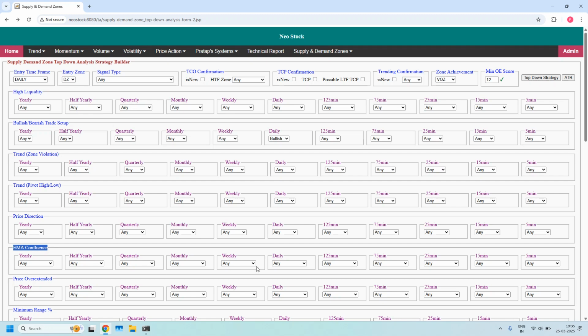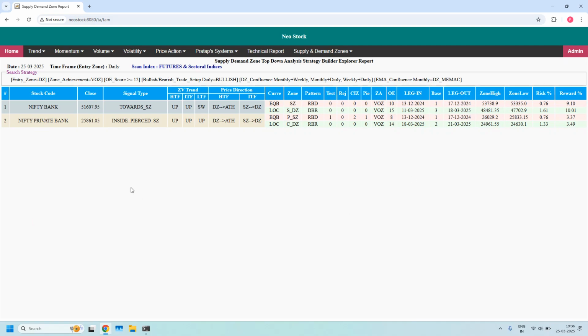In the EMA confluence at monthly time frame checking, monthly demand zone is having monthly EMA confluence or not. So both the stocks are filtered. So both these stocks are having even more high probability to get success. And the NIFTY bank is listed in F&O. Okay, this is bullish trade setup for monthly income trade.